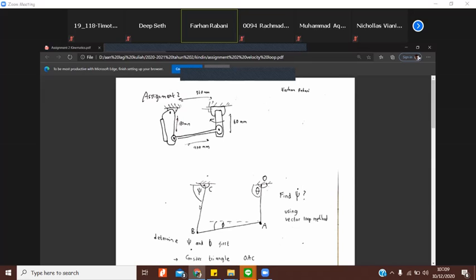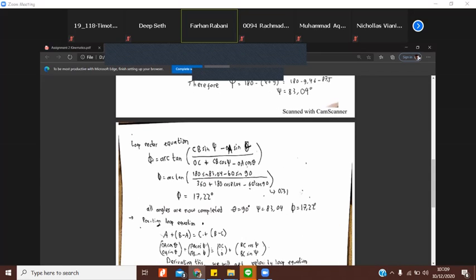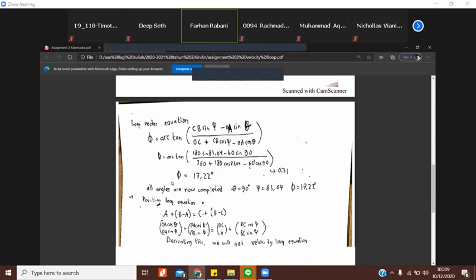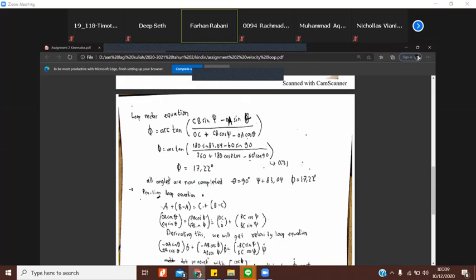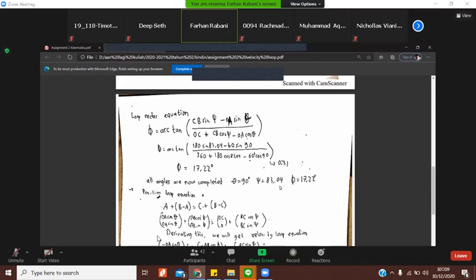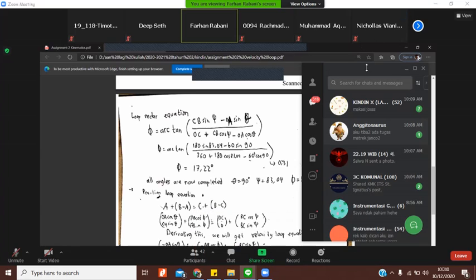The next angle we will need to determine is the phi angle. We can use the loop vector equation. Arctan of this equation, we get the phi angle is 17.22 degrees. Now all the angles we need are completed. The theta angle is 90 degrees, the psi angle is 83.04 degrees, and the phi angle is 17.22 degrees.